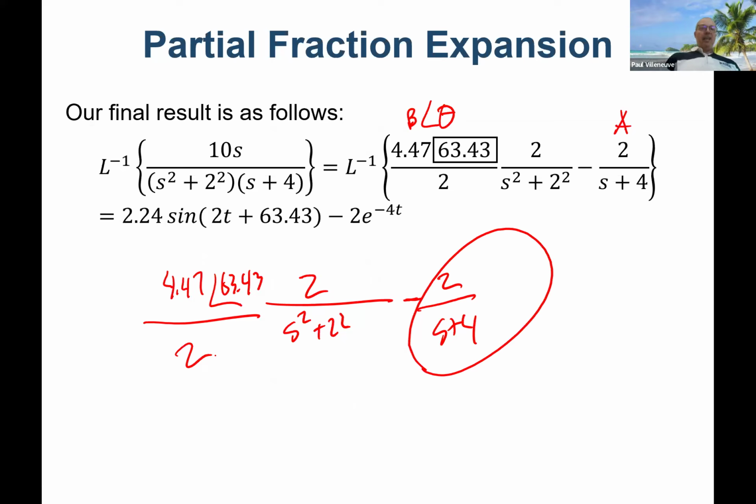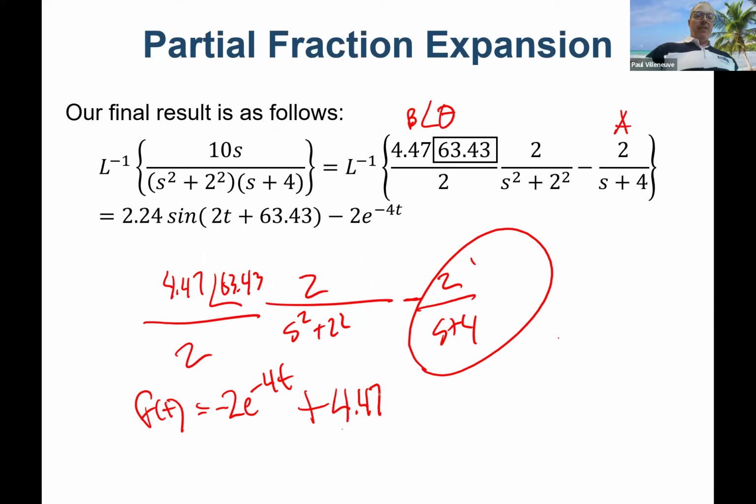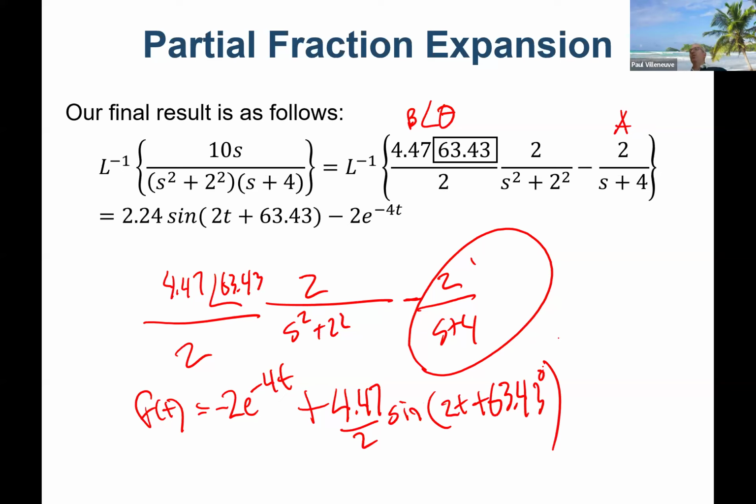So going back into the time domain, my f of t, and I'll do this one first, that's equal to -2 e to the minus 4t plus, this is 4.47 over 2, which is the magnitude, times the sine of omega t, which is 2t, plus the phase shift that we calculate. So it's the sine of 2t plus 63.43 degrees.